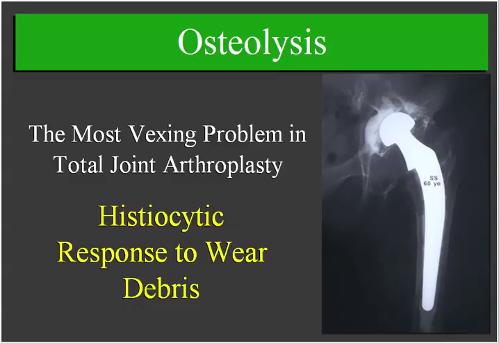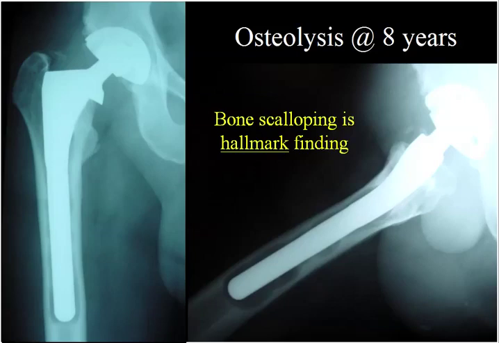Osteolysis. My problem still with my patients, it's a histiocytic response to wear debris. You will be asked this on the boards. This will be the classic x-ray that you must memorize for the boards. It is bone scalloping around the stem. It looks like an infection, but it is not because it's got these round scalloping areas. Osteomyelitis usually is a pervasive erosion of the bone, but these round scalloping areas are the hallmark of osteolysis.